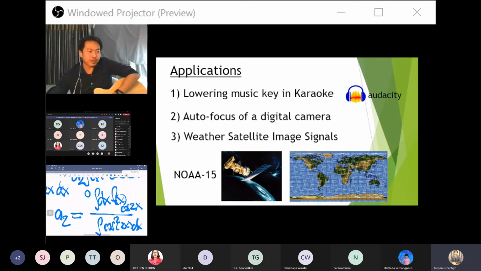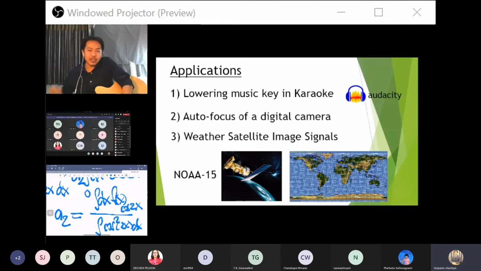The third application of this Fourier expansion is weather satellite image signal. Let's talk about that. So we have this satellite called NOAA-15. And it always circles the Earth 2 times a day, and takes images of the Earth below, so you can see the clouds, the storms, and so forth, and sends the signal of the image data down to the ground.